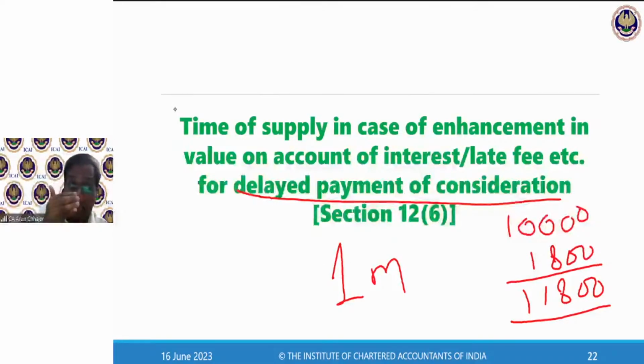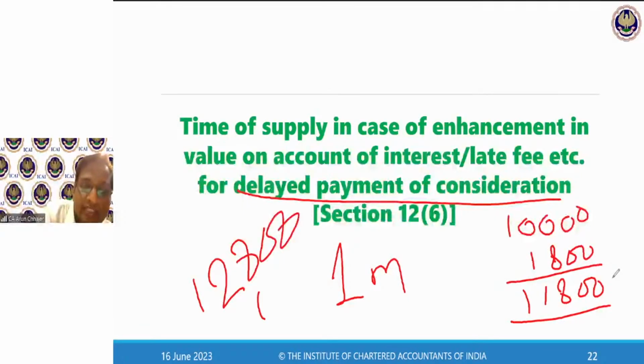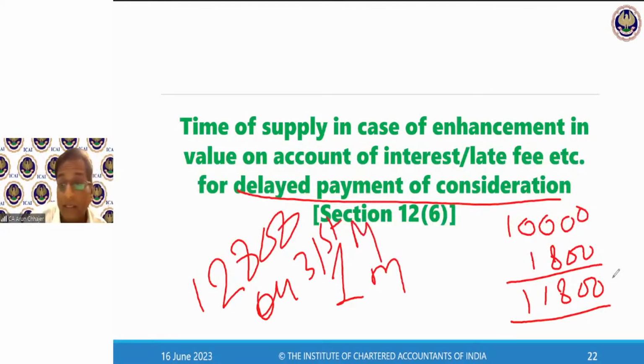मतलब आपको मुझे 1 महीने में 11,800 देने थे, लेकिन आपने 3 महीना बाद दिए, तो मैंने आपसे क्या कहा? You have to pay 1,000 extra. So finally, what happened? You paid 1,000 extra. You paid 12,800 on, let's say, 31st March. This invoice was of 1st Jan 2022.